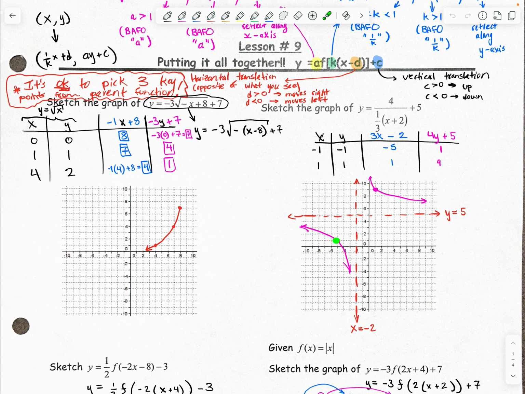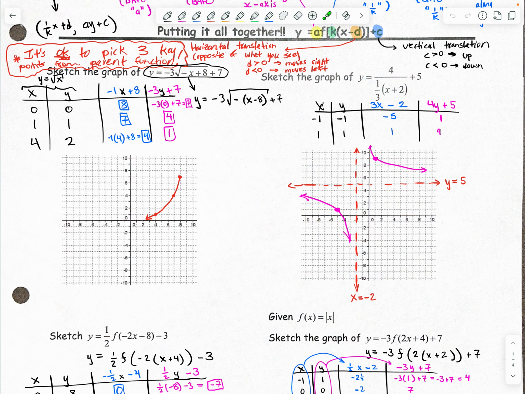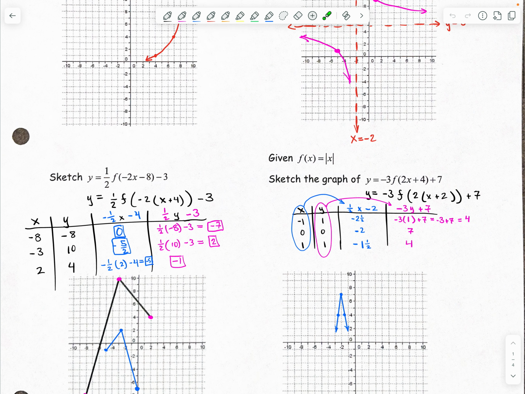As long as you plot those 2 points right there, the parent function points transformed like that, and then draw the asymptotes and freehand the rest, you will be fine. Okay, moving on.